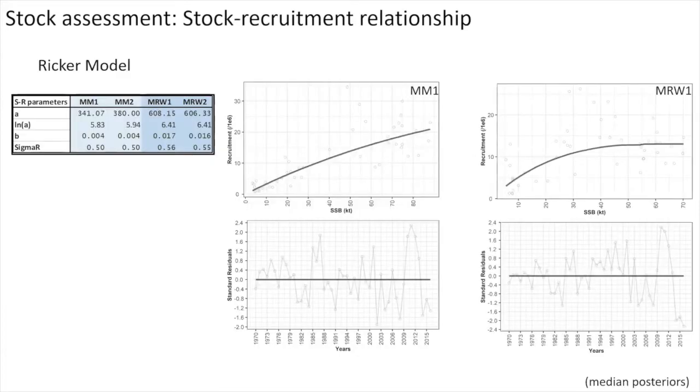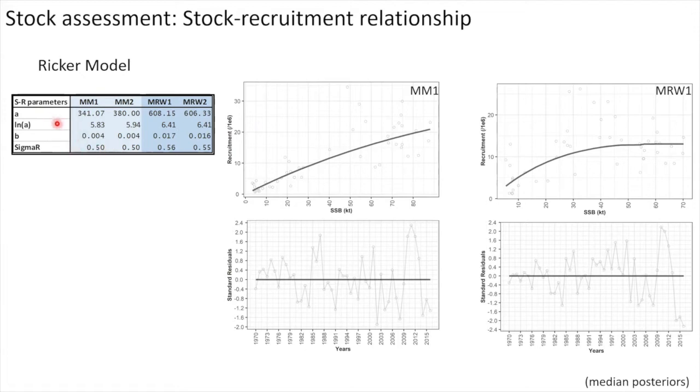Here I plot the fit of the Hockey-stick to recruitment relationship for MM1 and for MRW1. The models using random walks predict a more compensatory recruitment than models using multipliers. Here in the second set of plots, I am showing the standardized residuals of each model. And here in this table, I show the parameter estimation of each model, the recruitment parameters.